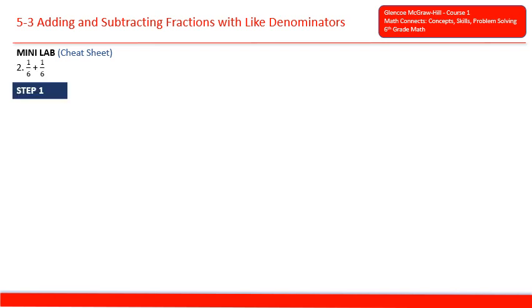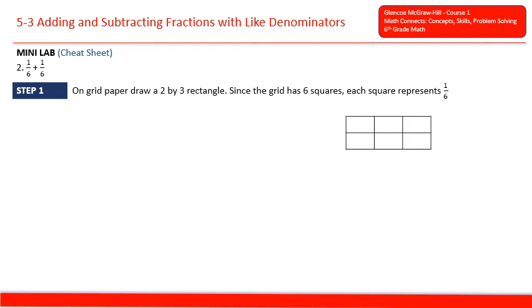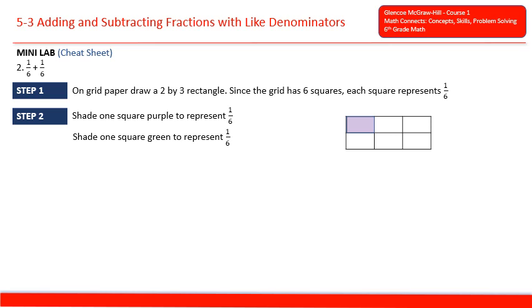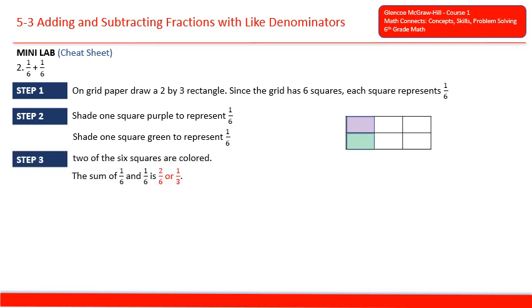1/6 plus 1/6. So if we draw a 2x3 grid, and we have 6 squares, so each square represents 1/6. So we will shade 1 square purple to represent 1/6, and we will shade 1 square green to represent 1/6. 2 of the 6 squares are colored, so 1/6 and 1/6 is 2/6, and that can be simplified to 1/3 because the greatest common factor of 2 and 6 is 2.